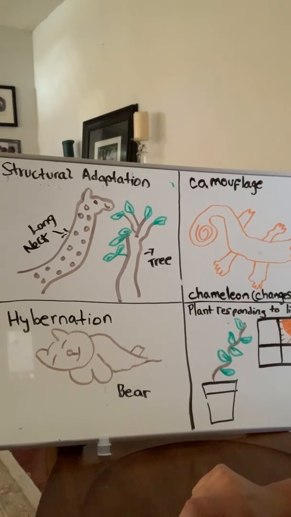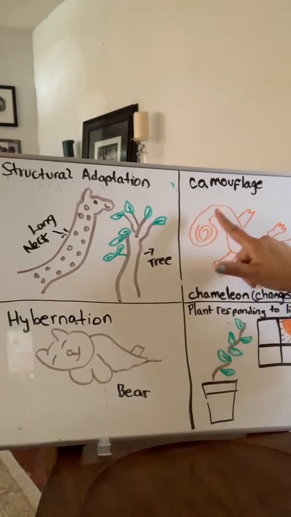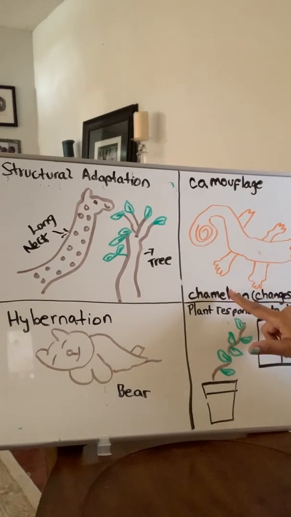Another type of behavioral adaptation is camouflage. And here I drew a picture of a chameleon changing colors. And camouflage is the ability of an organism to remain unnoticed by blending in with its environment.